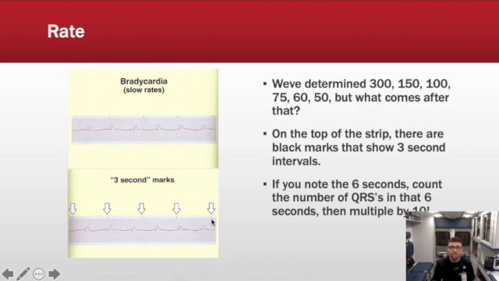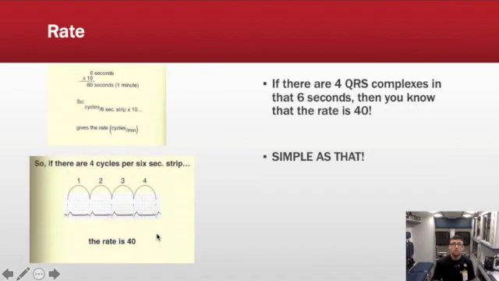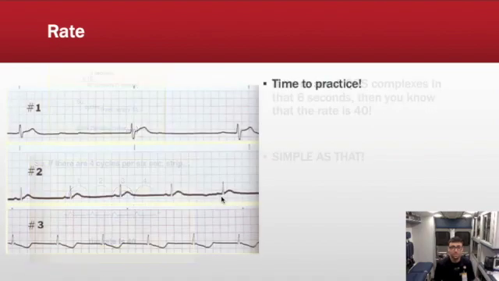So again, here's one black mark, 2 black marks, 3 black marks. This space is 3 seconds, this space is 3 seconds. So we have 1, 2, 3. So this is about 30, there's 3 marks here. 3 by 10, that's about 30 beats a minute. That's very, very slow. If there's 4 QRS complexes in that 6 seconds, then you know the rate is 40. It's very simple. Each of those marks on that piece of paper is 3 seconds.